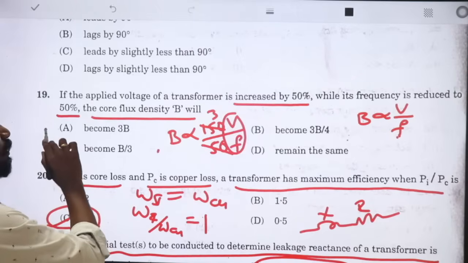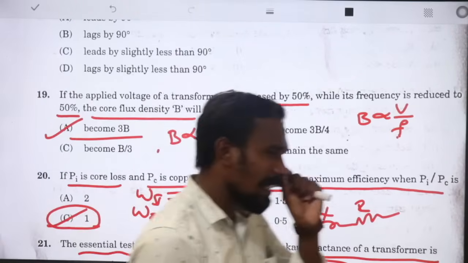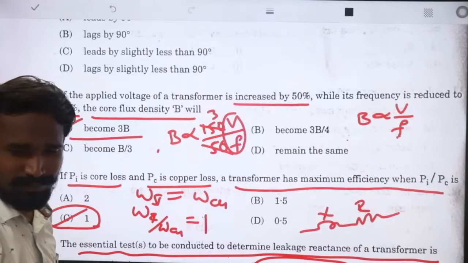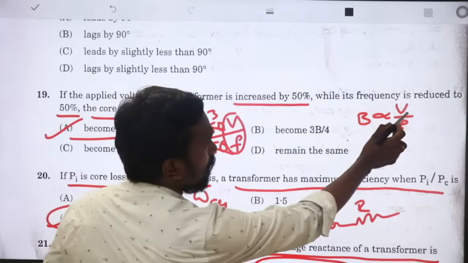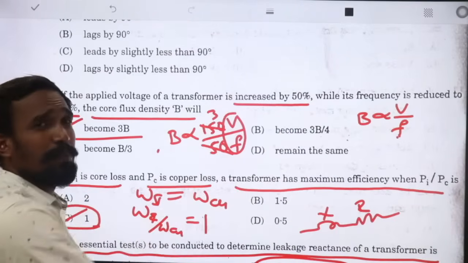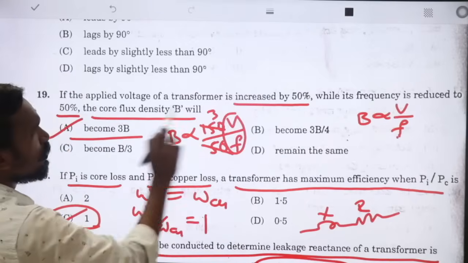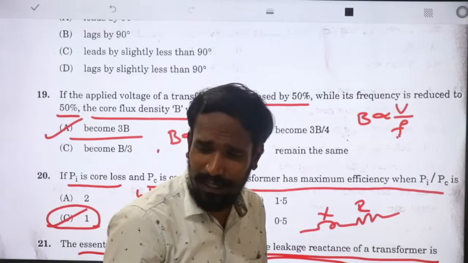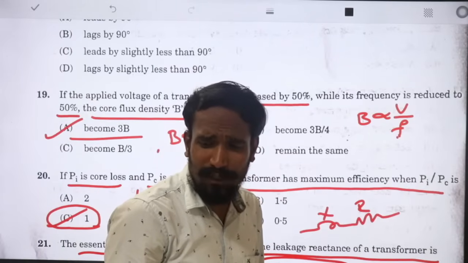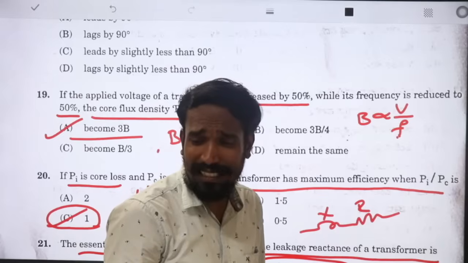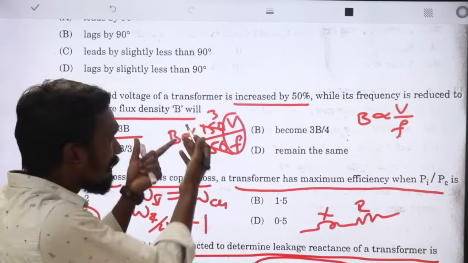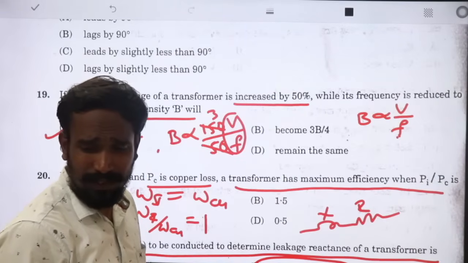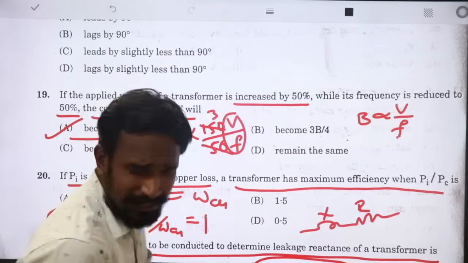Really a very easy question. Voltage increased by 50%, now it is 150%, and frequency reduced to 50%. So 1.5 by 0.5 is 3, that is the answer. He didn't give that V by F is constant. What is the change in flux density? Right, guys? Let's go for the next question.